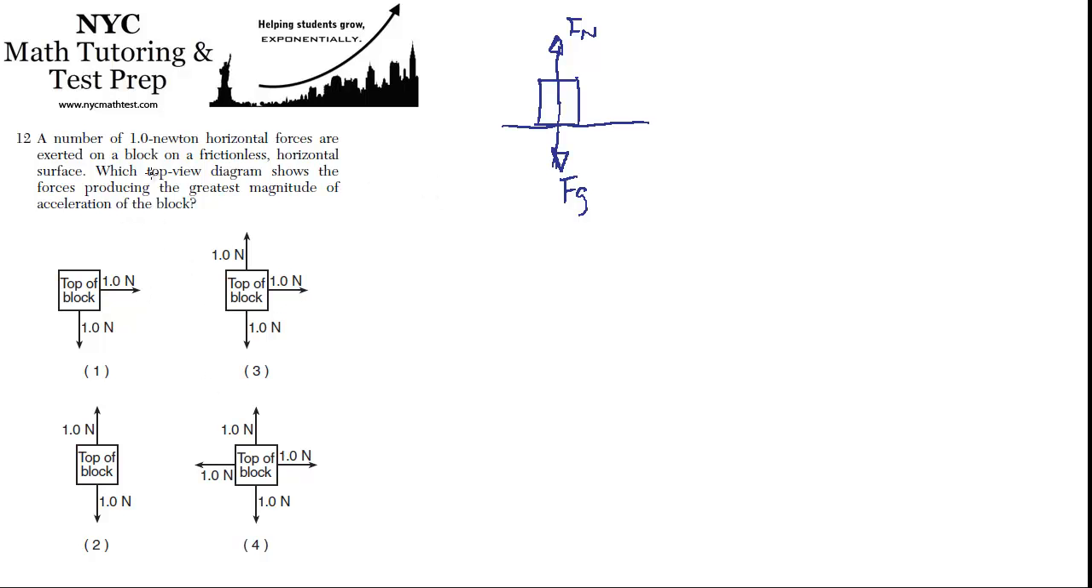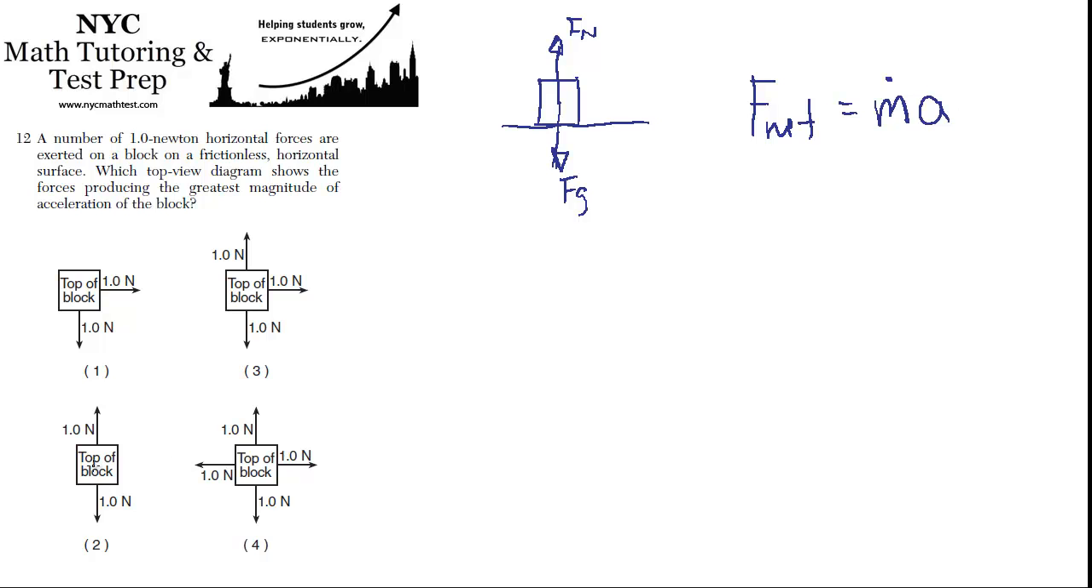And what they want to know is which diagram shows forces that would produce the greatest magnitude of acceleration. Well, what does the acceleration depend on? It depends on the net force, right? F net equals mass times acceleration. Presumably it's the same block, so the mass, regardless of whether it's 1, 2, 3, or 4, is the same. So that's not really having any effect. And the acceleration is going to depend on the net force. So which of these scenarios has the maximum net force?